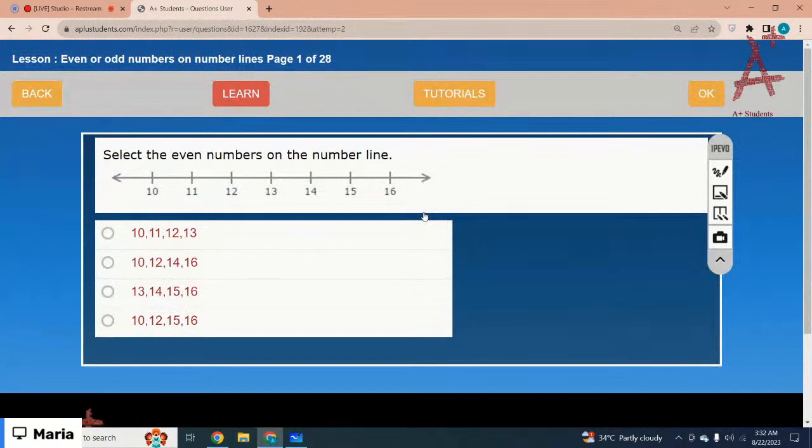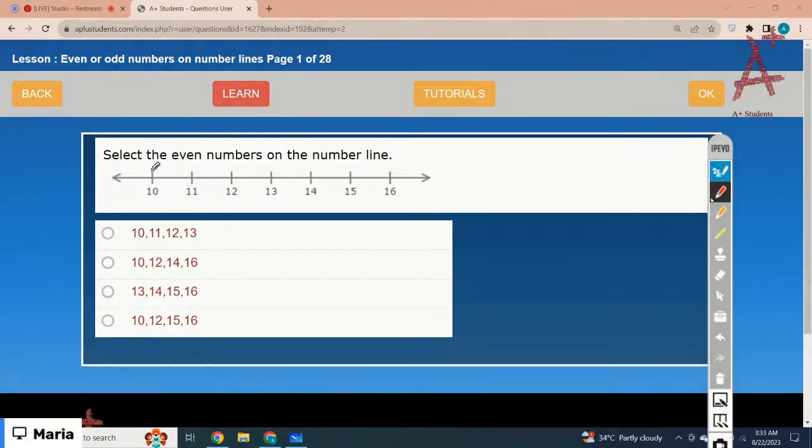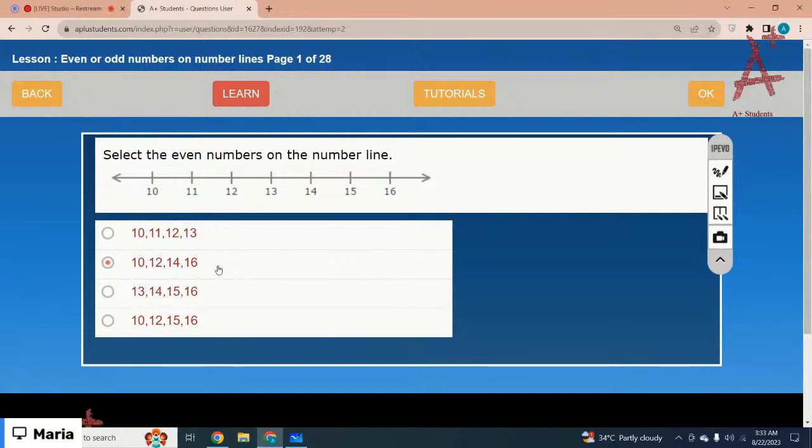Select the even numbers on the number line. So you are given a number line, you have to select the even numbers on the number line. So which numbers are even? 10, 12, 14, and 16. They are the even numbers, right? The correct option is the second one. 10, 12, 14, and 16.